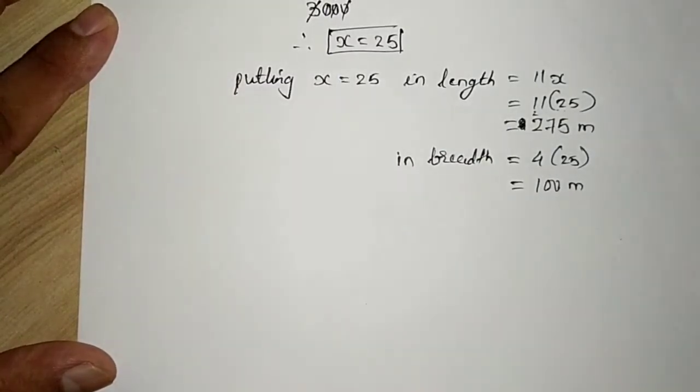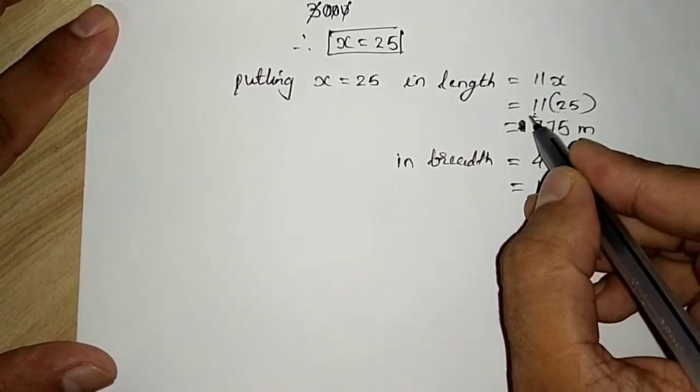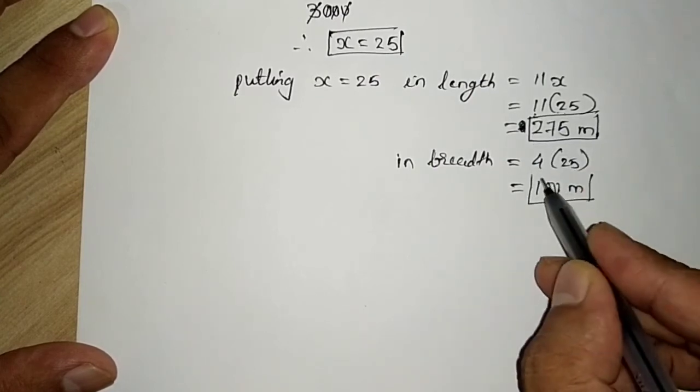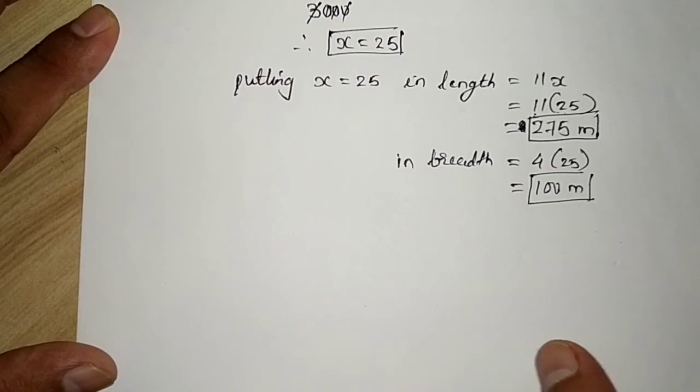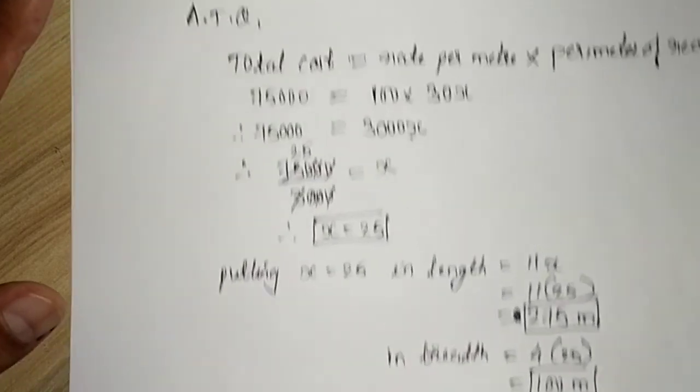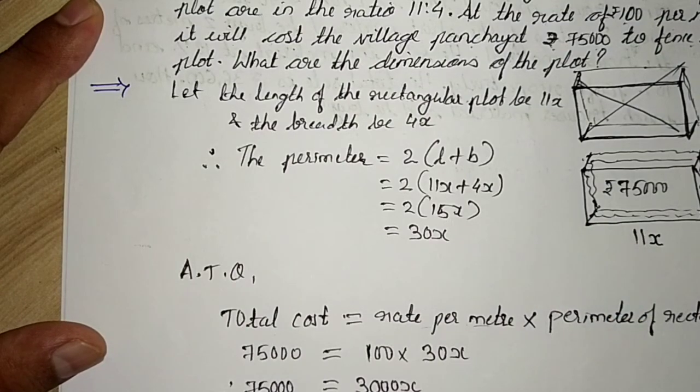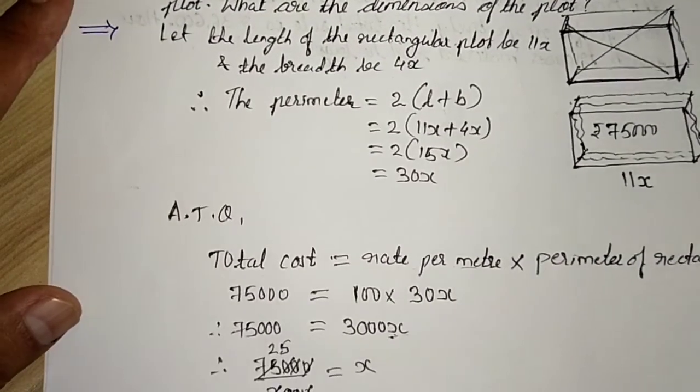Length is 11x, that is 275 meters, and breadth is 100 meters. And that is what they want from us. They want us to find the dimensions. Dimensions are length and breadth. Hope you have understood this question.